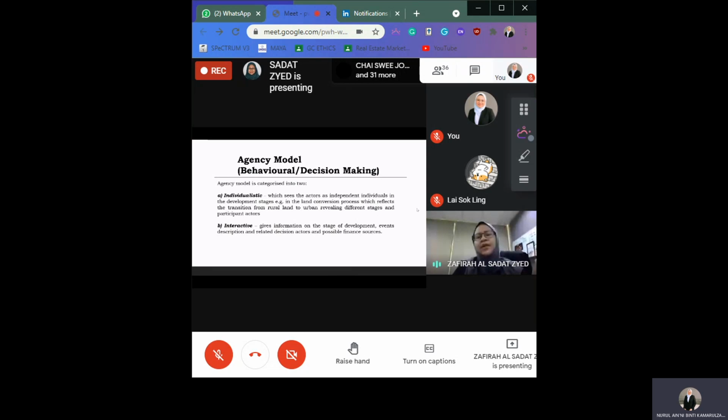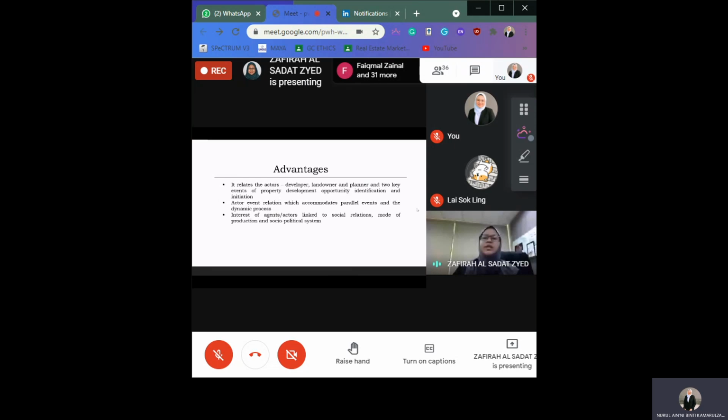Okay. The second part is interactive. So it gives you the information on the stage of development, event description, related decision actors, and also possible finance sources. So it's more dynamic, you could say. Yeah, there's a lot of movement in this model, but of course there are some advantages and disadvantages of the model. So one of the advantages is that it relates the actors, so you can understand how they work together, a great team makes the work a dream.